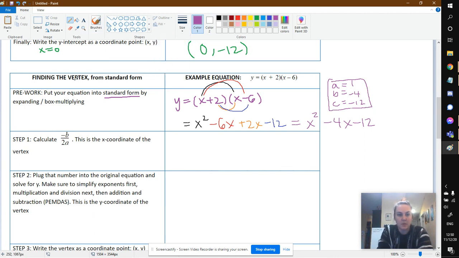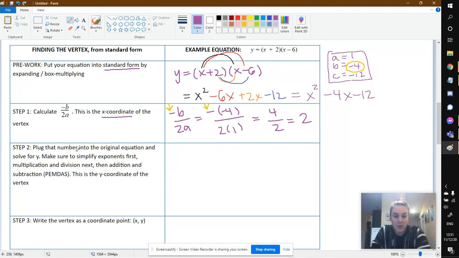Now for our actual work for finding the vertex, the first step is to calculate negative b divided by 2a. Our b is negative 4 and our a is 1. One thing we pointed out in class is that even though our b is negative, we still keep this negative out front. We don't get to say, oh, it's already got a negative, we don't need to write it. We have to write both. Which makes the top equal to positive 4, the bottom equal to positive 2, and our x-coordinate of the vertex is positive 2.